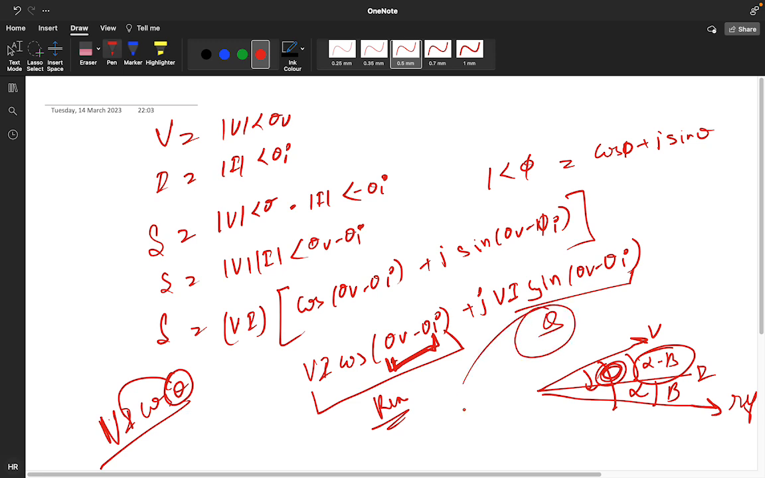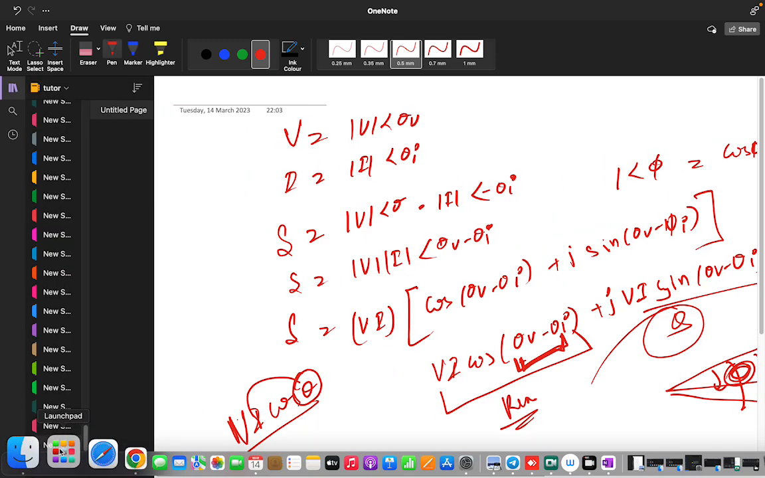I hope you guys got this concept. Guys, understood? Anyone having any doubt, any single doubt, they can ask. If you don't have a doubt, then solve this question.